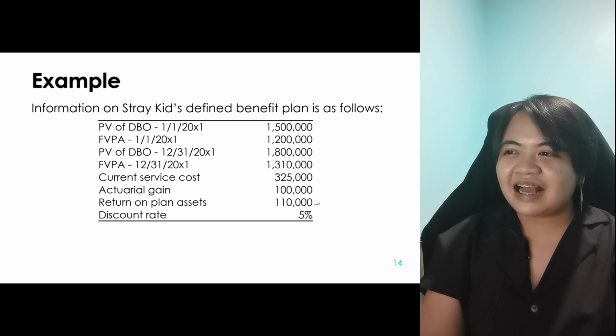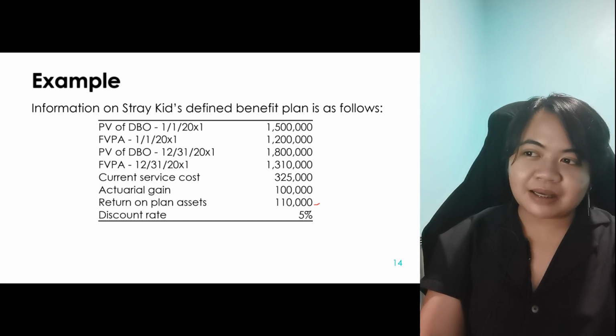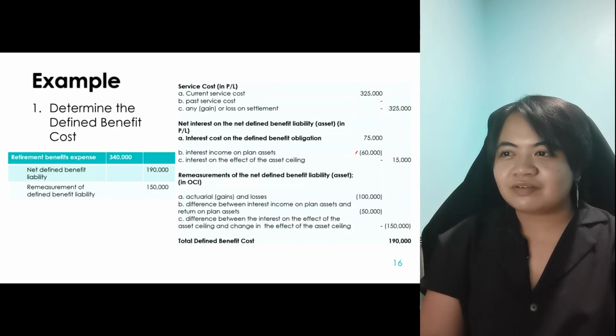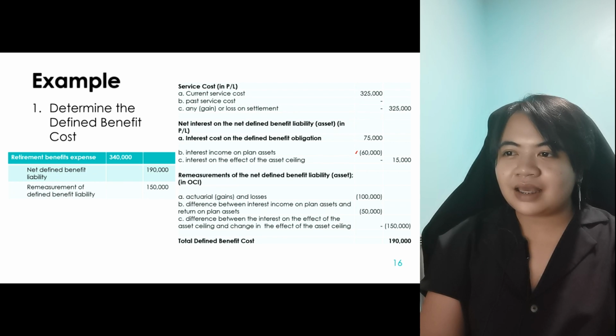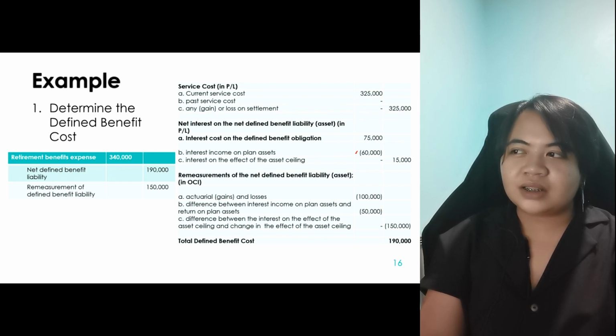Okay, so 110 minus 60, you'll get 50. Okay, so yan. Ang actual mo daw po ay this one, actual mo kasi is 110. Mas malaki siya kaysa sa ini-expect mo. So, gain talaga yung 50. Okay? So, yun, 50. So, dahil gain siya, naka-negative. Okay? Then, pag sinumation mo, wala itong effect on asset ceiling. Okay? So, summation, you have negative 150. So, pag pinag-add mo, 325, 15, tsaka negative 150, you'll get 190. So, that's your defined benefit cost.